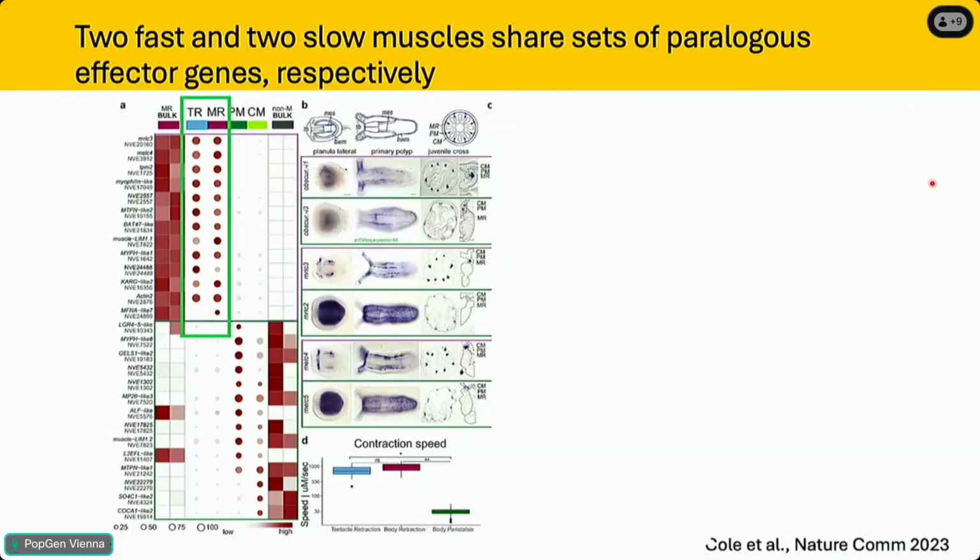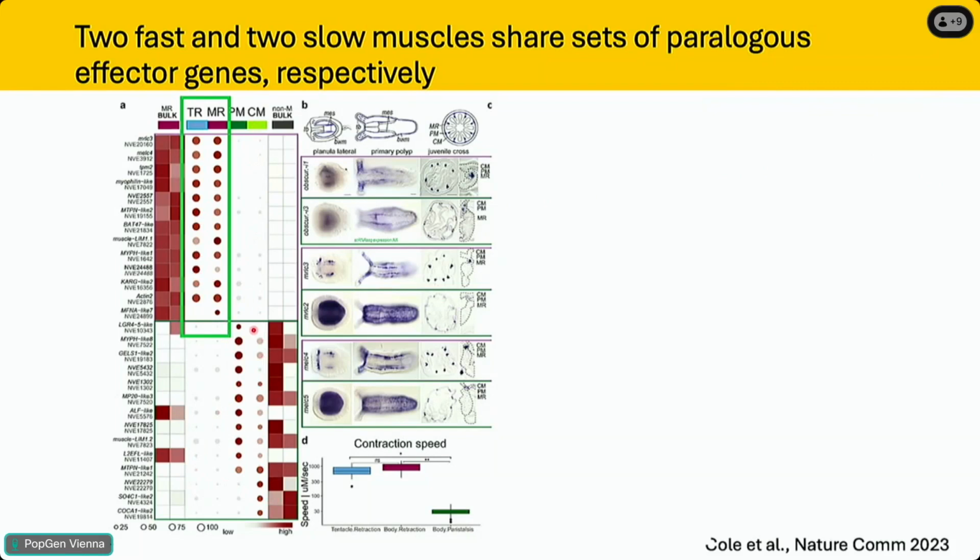Now, we did single-cell transcriptomics and focused on the muscles. What we found is that these two retractor muscles, TR, the tentacle retractor muscle, and MR, the mesentery retractor muscle, the strongest one, are actually sharing the expression of quite a number of these structural protein genes, muscle protein genes, while the other two, parietal muscle and circular muscle, are basically expressing a whole other set of these structural protein genes.